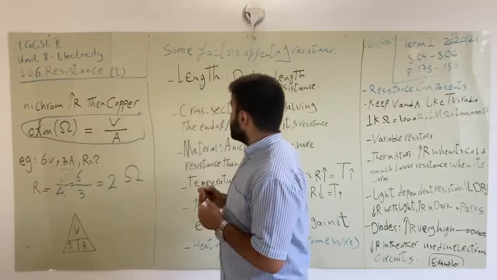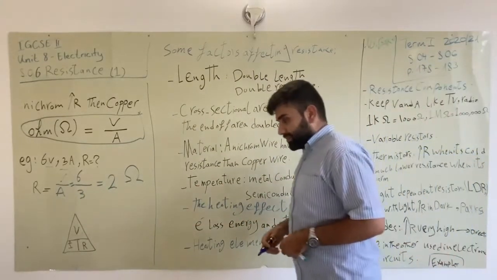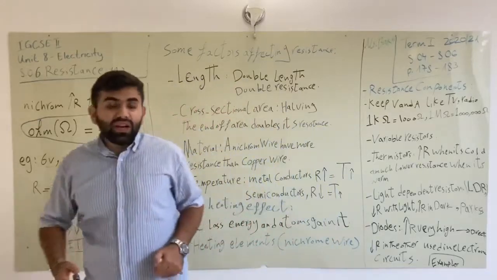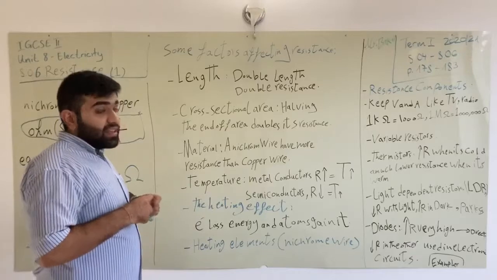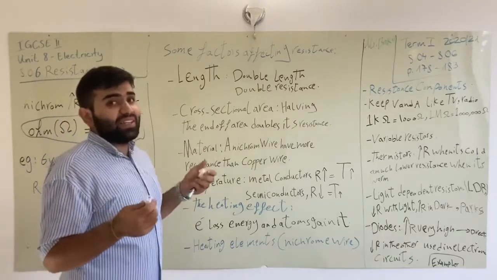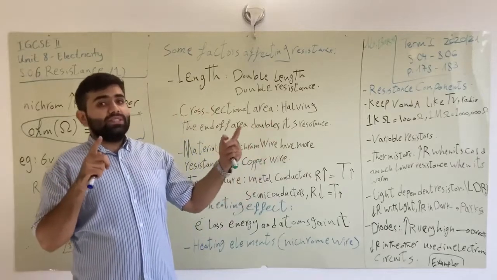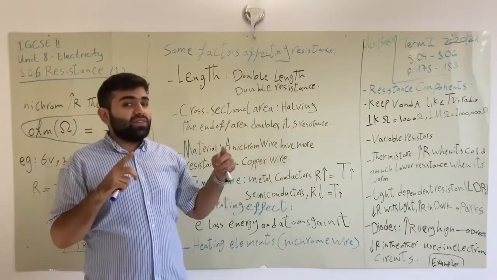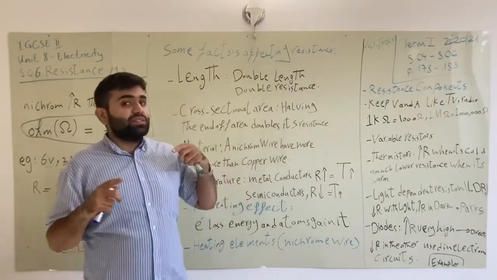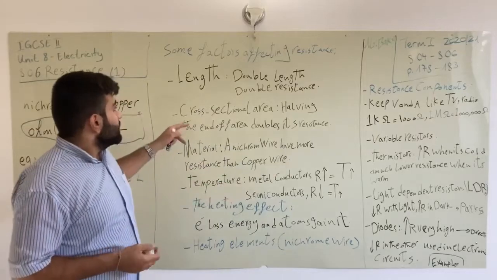Okay? So some factors affecting the resistance. What affects my resistance? First of all, the length. Like if you double the length, it doubles the resistance. If I have 1 meter of connecting wire, for example, and it's double length, that means it's what? It's double resistance. Okay?